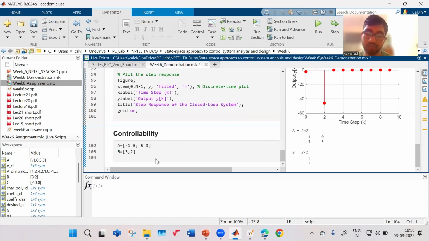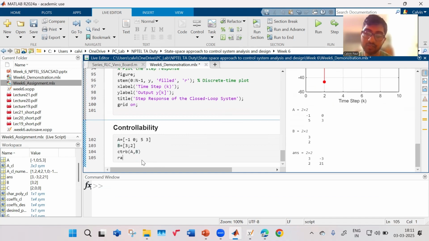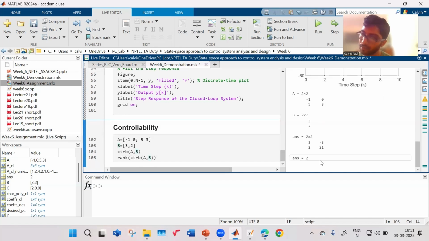to find the controllability matrix, that is CTRB. You just have to feed A and B, and it will compute and give me the controllability matrix. And then I can use the command rank of this controllability matrix. It tells me that the rank is 2. So that means my system is controllable.